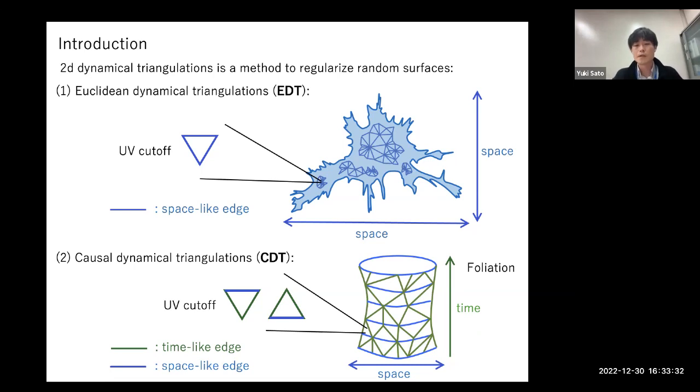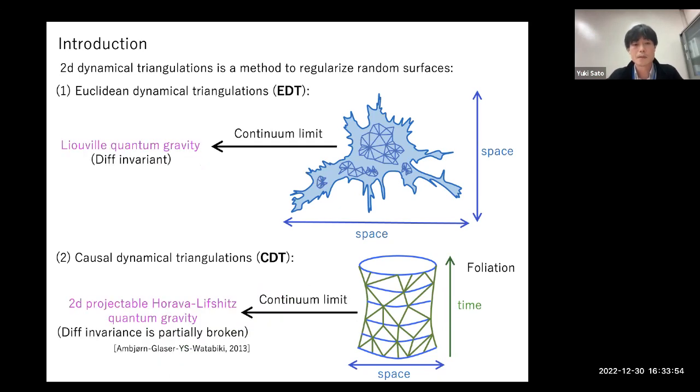The important point here is that both in EDT and CDT, the triangle serves as a UV cutoff. So to read off the physical quantities out of these dynamical triangulations, we have to remove the cutoff. This can be done by the procedure called the continuum limit. Through this continuum limit, the discretized surface gets continuous in some sense.